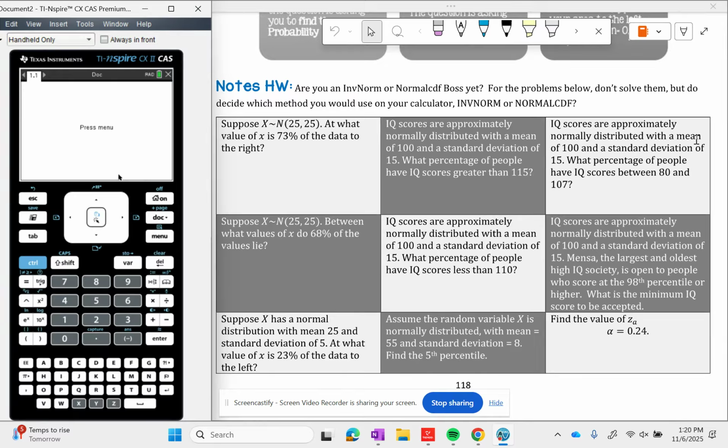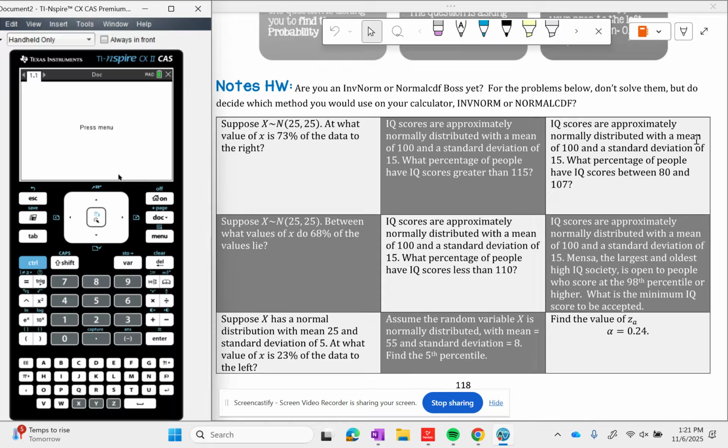All right, so with this in mind, let's look at these over here. The first box says, suppose X follows a normal distribution, and do you guys remember what it looks like when you have these two things? What's this and what's this? This is the mean, and this is the squared. This is the variance, right? So you're going to have to take the square root of whatever the second number is to get the standard deviation, okay? So then, at what value of X, so it's asking you for a boundary, is 73% of the data to the right?